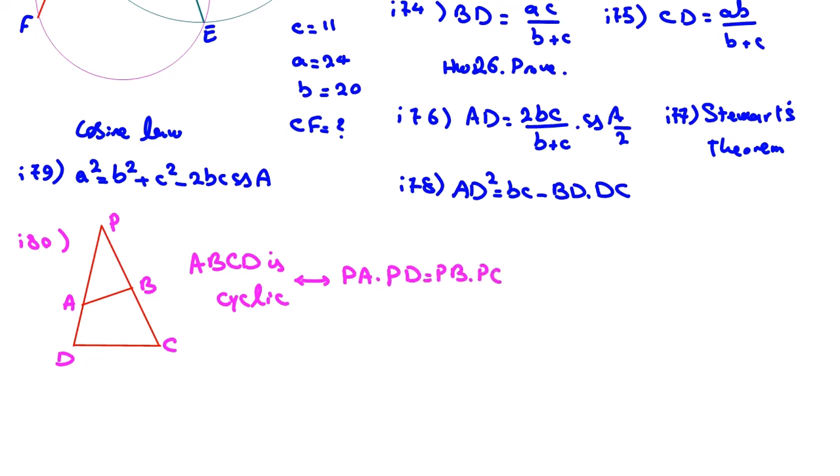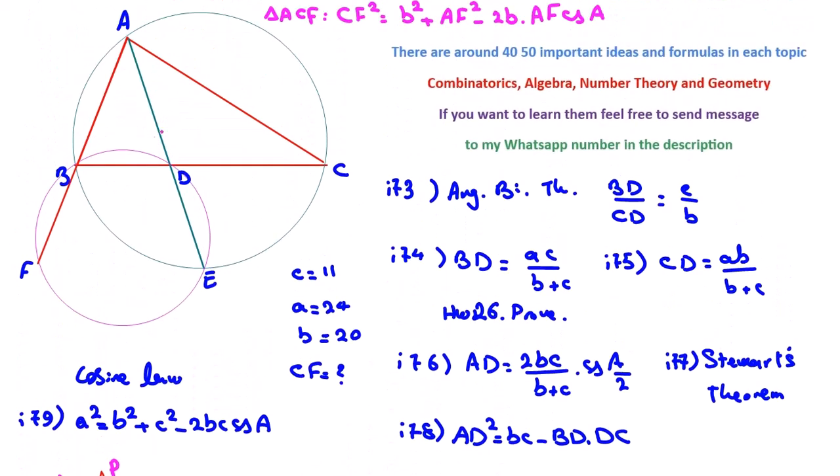Okay, now here, AB times AF, by that rule, equals AD times AE. Why? Because these 4 points lie on the same circle. So here we know AB, and we know AD by this formula. You should find AE. If you find AE, then the problem will be solved. So try first on your own.